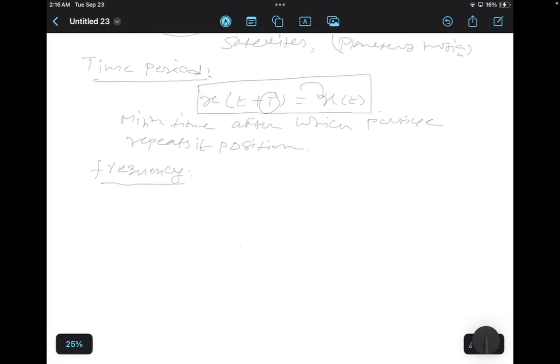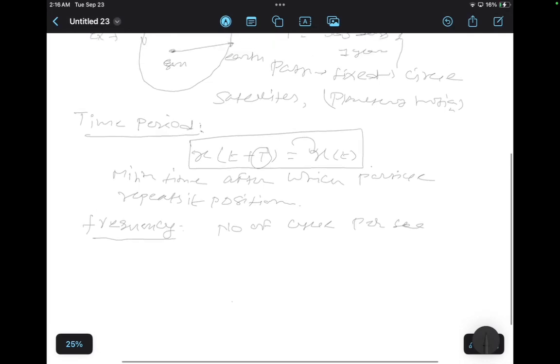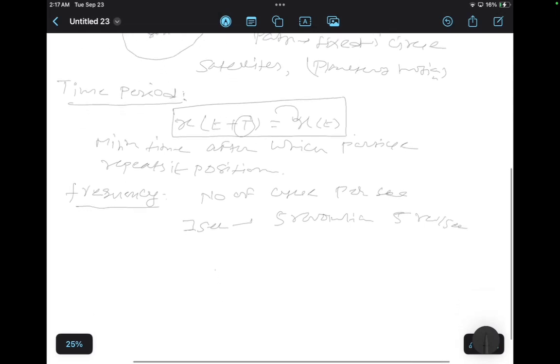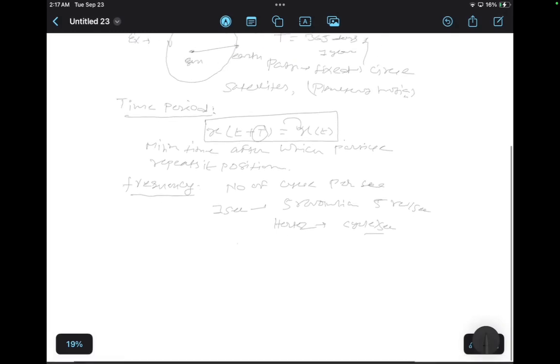What is frequency? Frequency is defined as the number of cycles per second, or basically the number of revolutions per second. Suppose in 1 second the particle is completing 5 revolutions. That means its frequency is 5 revolutions per second. The unit of frequency is hertz, or cycles per second. So in 1 second, how many cycles is it completing? This is known as frequency.